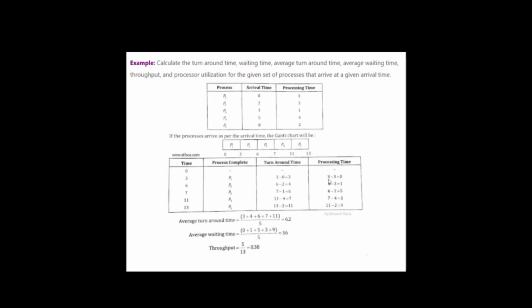For the waiting time, we take the turnaround times here, 3, 4, 6, 7, 11, and the burst times. We subtract burst times from turnaround times, that is 3 minus 3, 0; 4 minus 3, 1; 6 minus 1, 5; 7 minus 4, 3; 11 minus 2, 9. So the formula for waiting time is turnaround time minus burst time. For the average waiting time, we add all the waiting times and divide by the total number of processes, that is 5, and we get the computed result as 3.